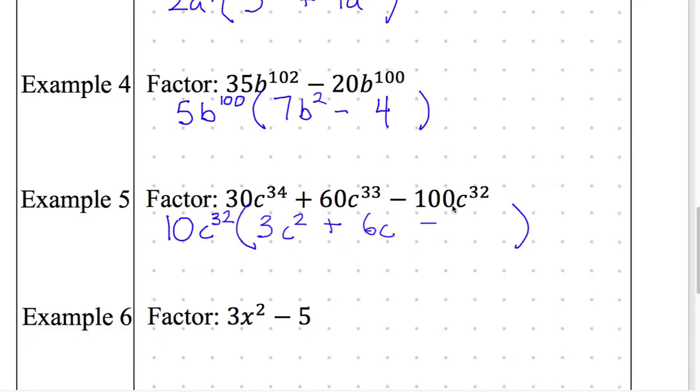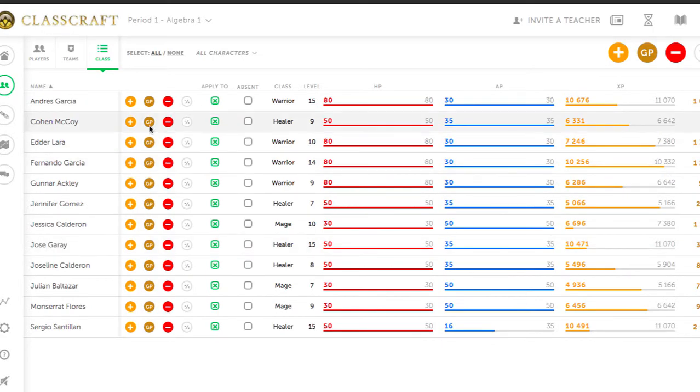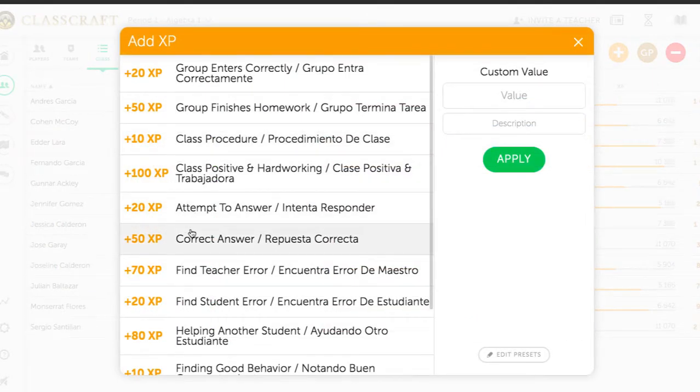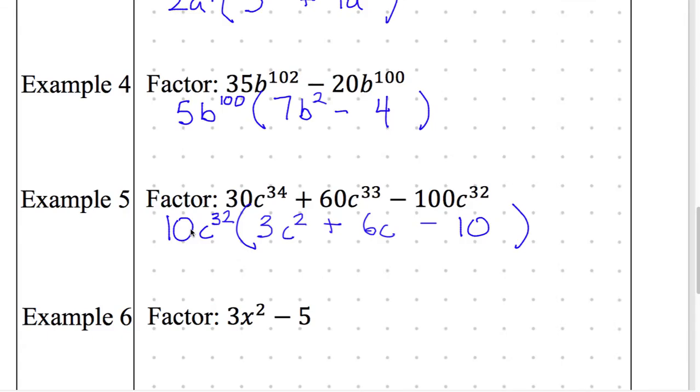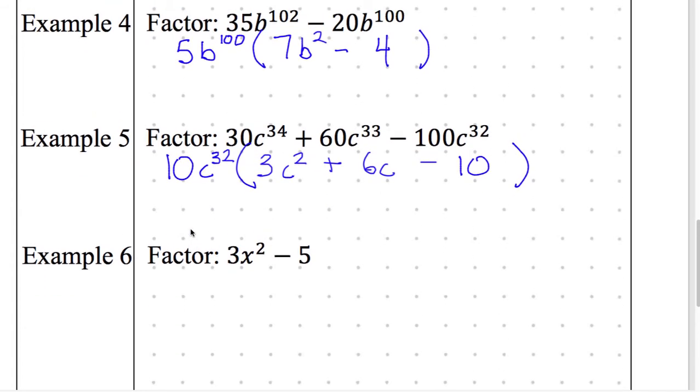And I have your card now, Gunnar. And finally, Cohen. 10, just 10? I've called on you for just the single numbers a few times now. Yes, you are correct, Cohen. Cohen is our master of getting rid of all of the variables. That is the final answer. That's it. Done.